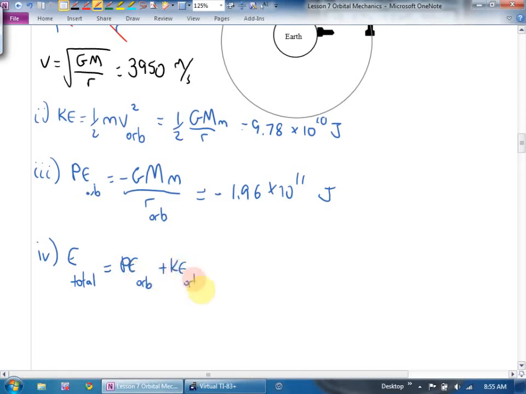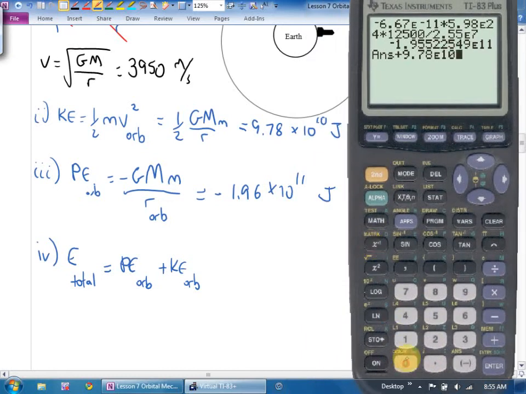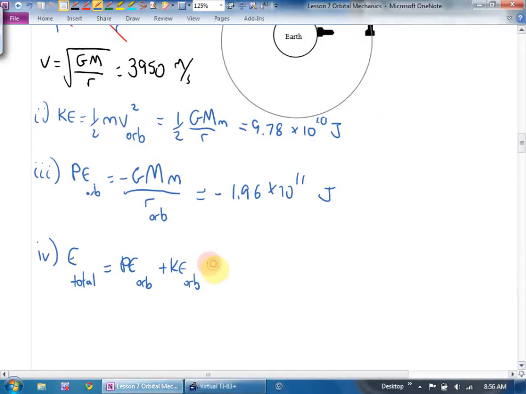Oh, hey. We could type all this, but let's see if we can be clever. If this is half of this but positive, what will the total be? I think this but negative. Let's try it. That number plus 9.78 times 10 to the, what was it? 10th? Look at that. Basically the same number, but negative. Negative 9.78 times 10 to the 10th joules.